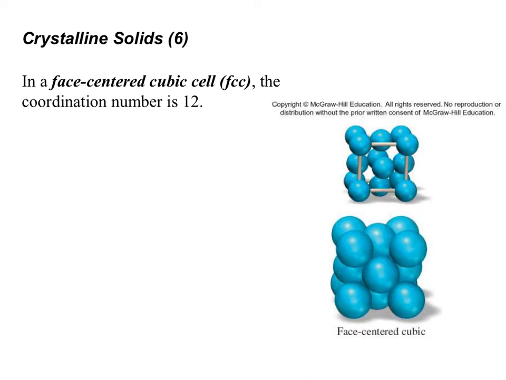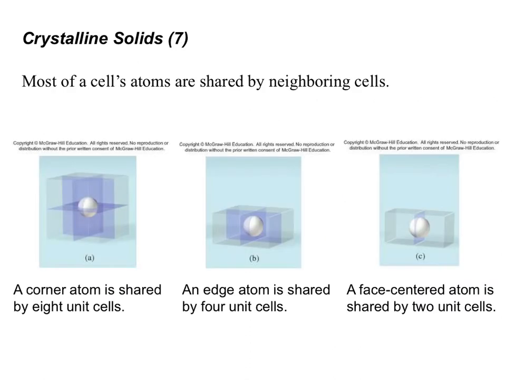These unit cells are cubic though, and you will notice that if we have an atom on the corner, a lot of the atom sticks out from the cube. So we have to solve this. Most of the atoms in the cells are shared by neighboring cells. A corner atom is shared by 8 unit cells. An edge atom is shared by 4 unit cells, and a face-centered atom is shared by 2 unit cells.